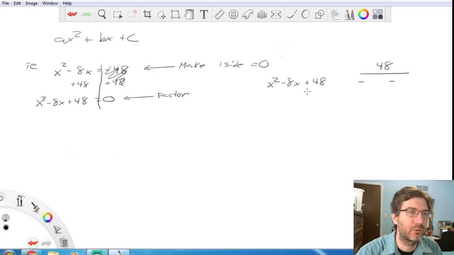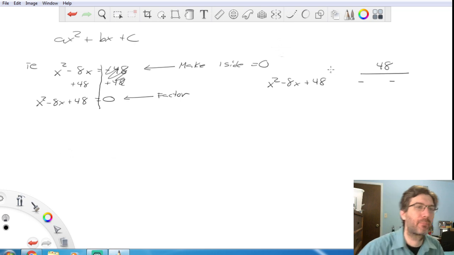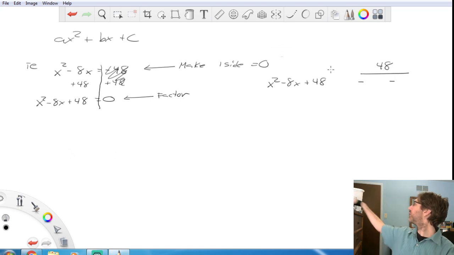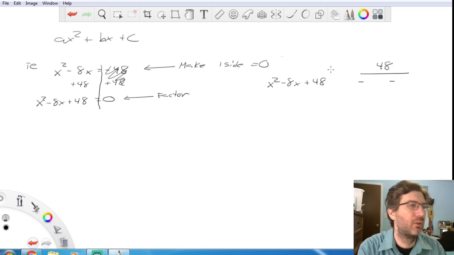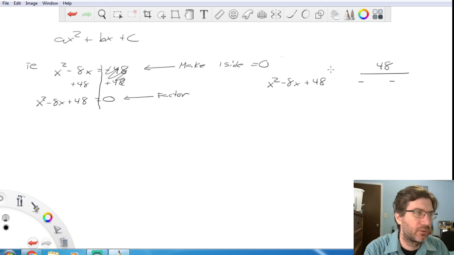I hope this is factorable. What am I looking at? If you find it before me, just throw it in the chat.